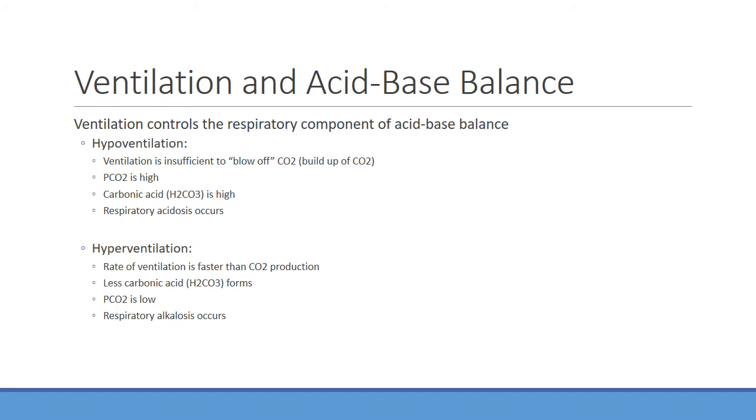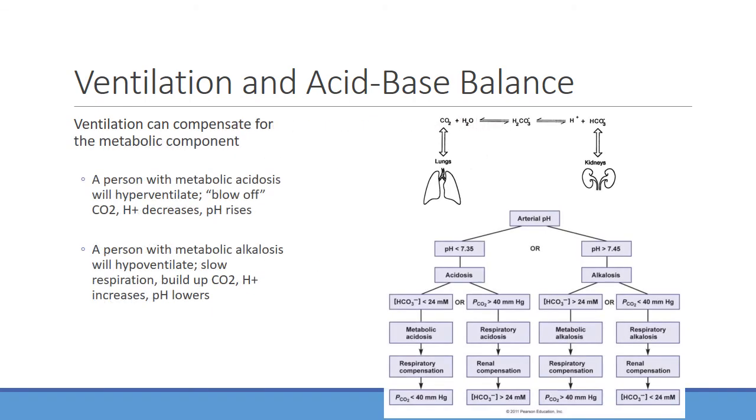So remember that ventilation controls the respiratory component of the acid-base balance, so that hypoventilation is going to lead to ventilation that is insufficient to blow off enough CO2, so that's going to build up CO2. When that's high, carbonic acid is high, respiratory acidosis occurs. The flip side is going to be true as well. When hyperventilation happens, you're going to be losing CO2 faster than what you can actually produce metabolically. Less carbonic acid, less PCO2, more respiratory alkalosis is going to develop. pH is going to rise in that case.